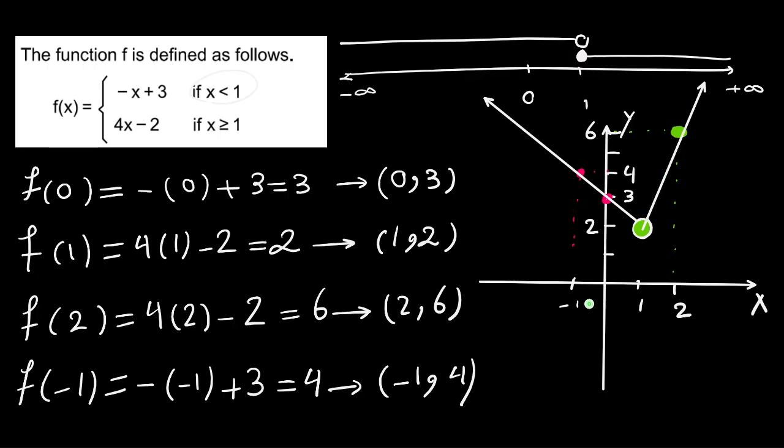There is no x-intercept for this function. It means there is no zero, no real root for this function, and there is only one y-intercept at point (0, 3).